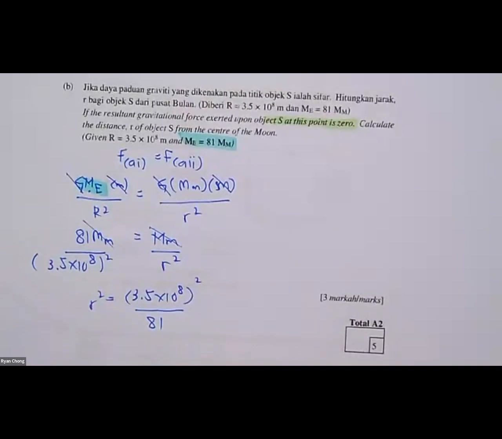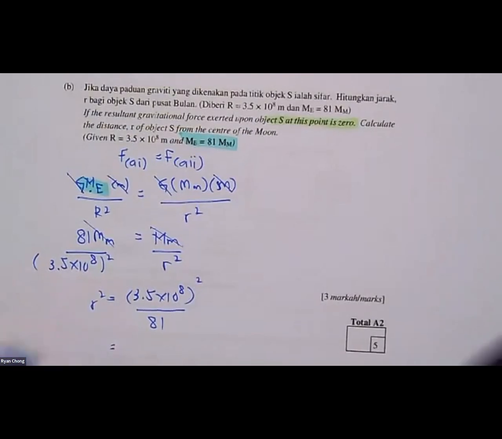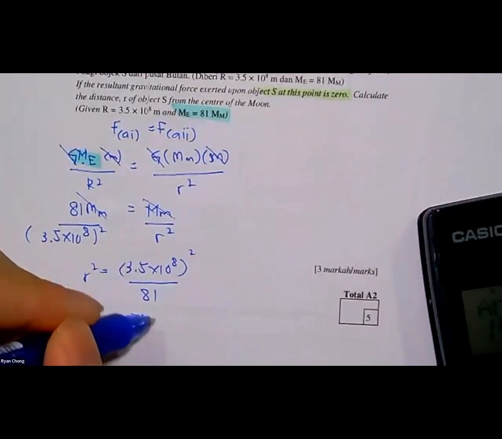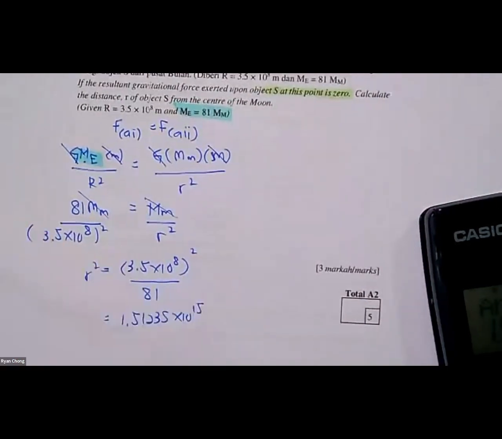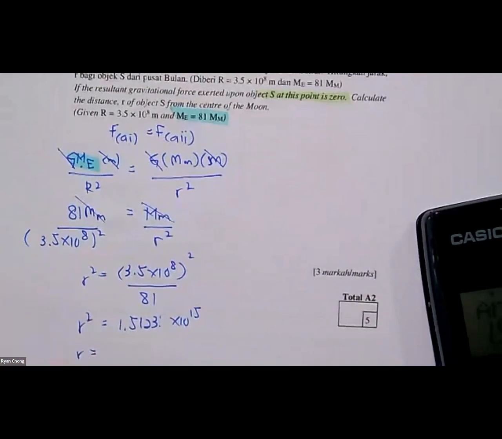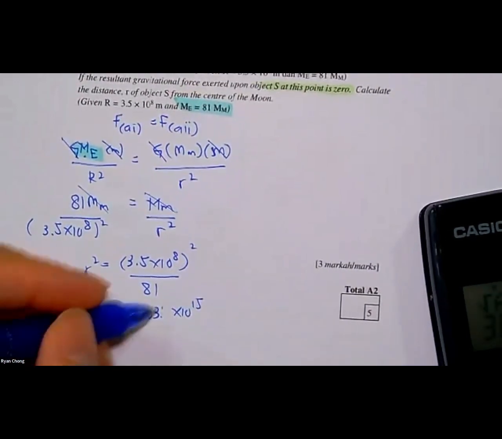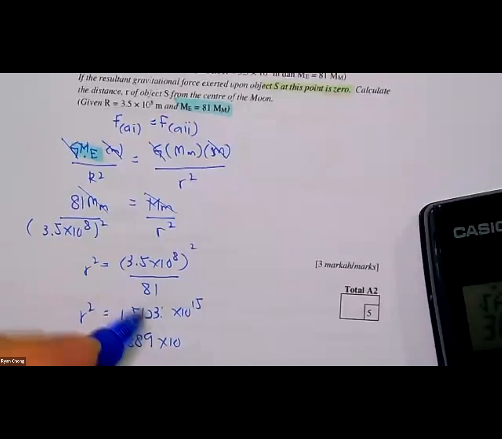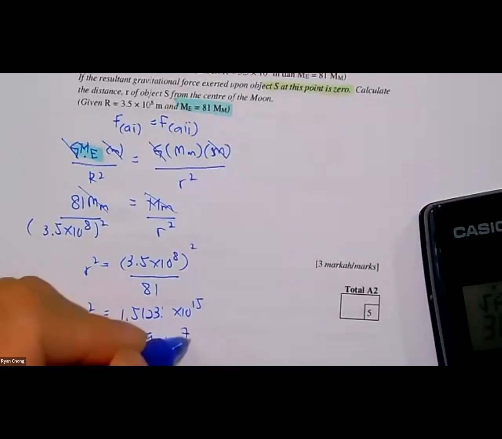So here you have two choices you can do. First one, some students calculate this value first, 3.5 times 10 power of 8 to the power 2, then divided by 81. You get 1.51235 times 10 power of 15. Right? Sorry, 1.51235 times 10 power of 15, 4 decimal points before that. So from here, only then you square root this value. So you get 3.889 times 10 power of 7 meter.